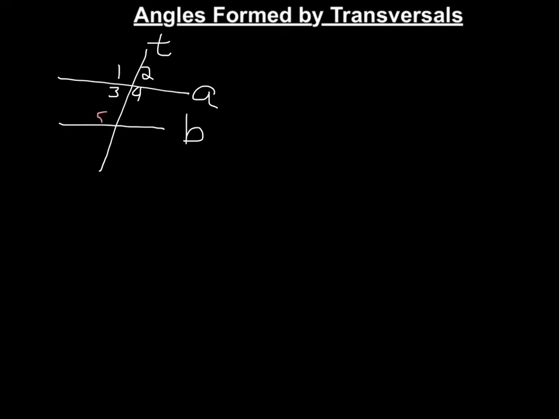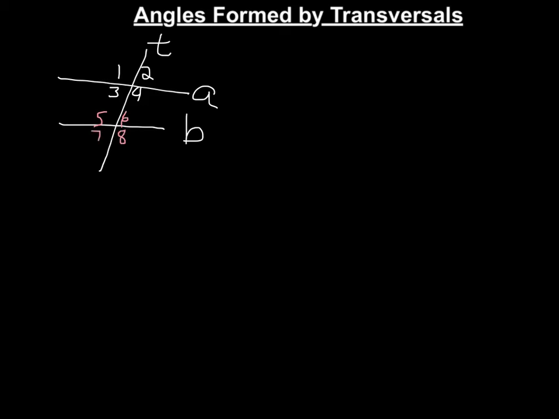Now we're going to look at some angles that are formed by transversals. Let's talk about what that is. If you have two lines, we'll call this line A and this line B, and lines A and B are cut by a transversal. We're going to call the transversal T. So if we get some angles from here, this is angle 1, let's label them 1, 2, 3, 4, and then these down here we can call 5, 6, 7, and 8.